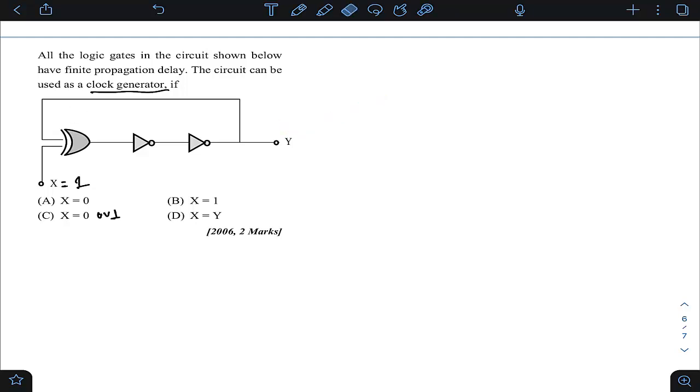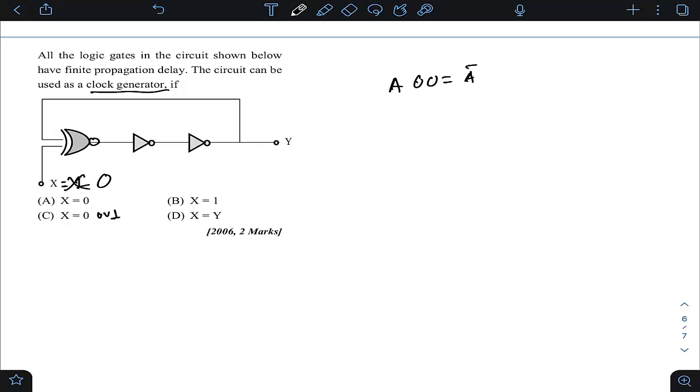But what would have been the case if it had been an XNOR gate? If it is an XNOR gate, we know that XNOR with 0 is A bar. So in that case, instead of x equal to 1, we would have connected it to 0, so that it will work like a NOT gate.